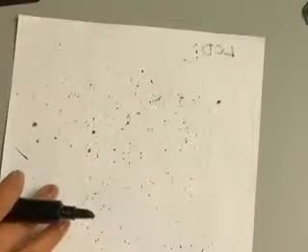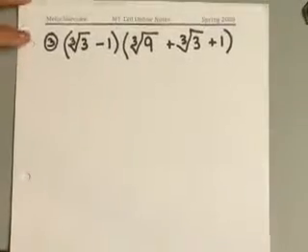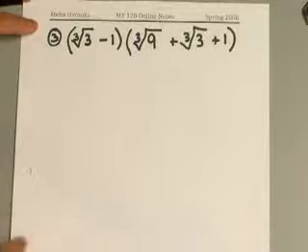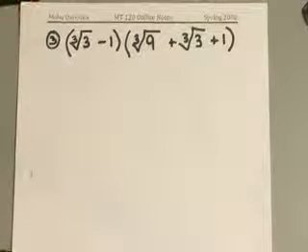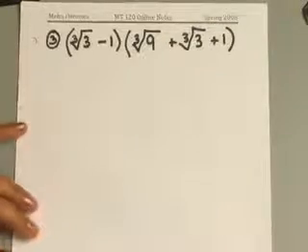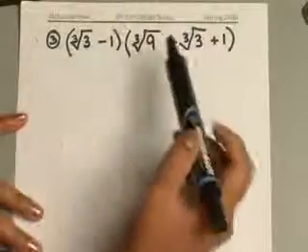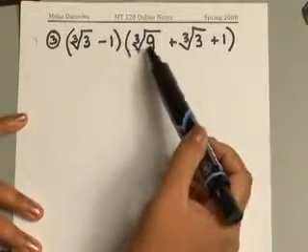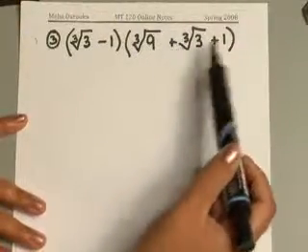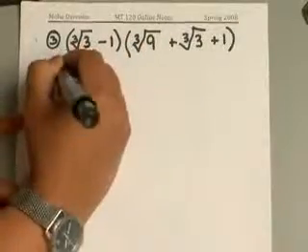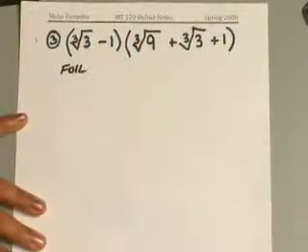I want to look at one more example on multiplying radical expressions. So let's go ahead and take a look at this one here. And in this example, we're talking in terms of cube roots. Okay, so we have cube root of 3 minus 1, and we're multiplying that into the expression cube root of 9 plus cube root of 3 plus 1. And again, the only thing you can do here is multiply.